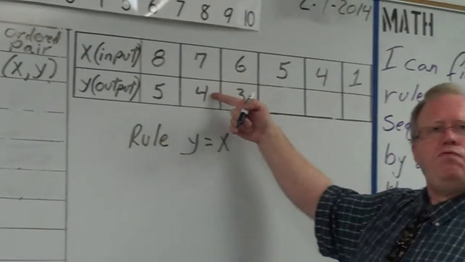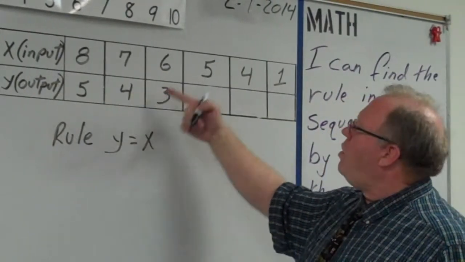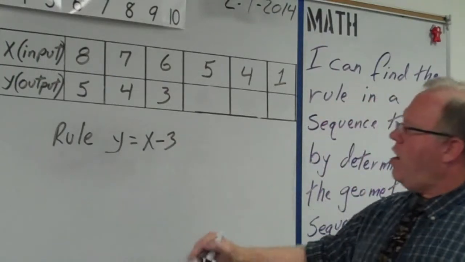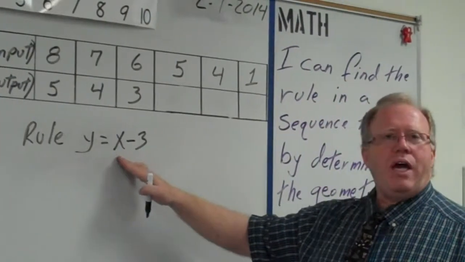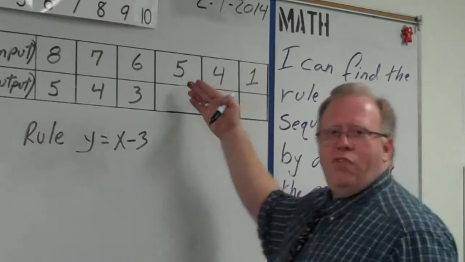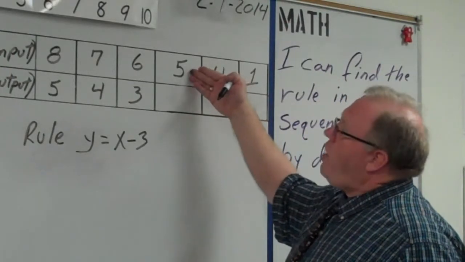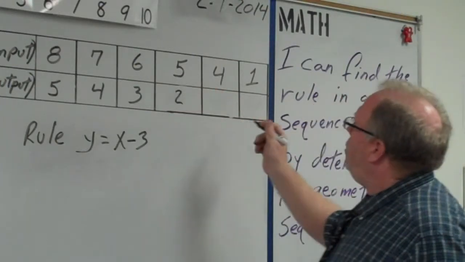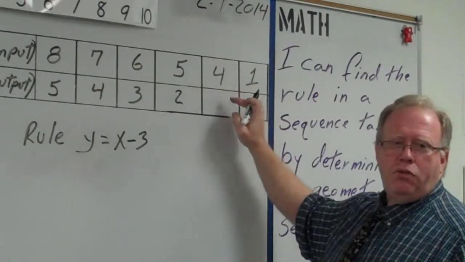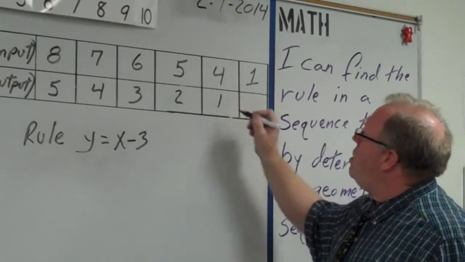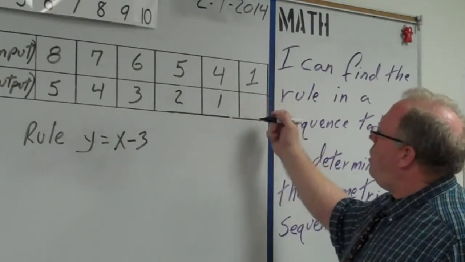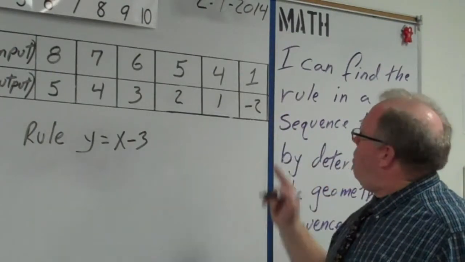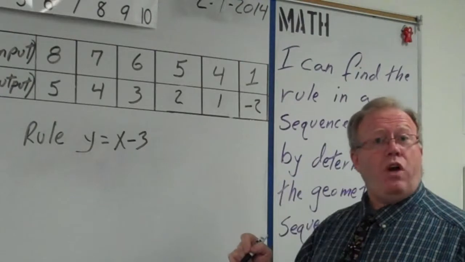7 minus 4, that's 3 as well. And 6 minus 3 is 3. So it looks like our rule would be y equals x minus 3. So let's go ahead and finish this off. We would have 5 minus 3 is 2. And then 4 minus 3 is 1. And 1 minus 3, that'd be negative 2. Looks pretty good. Fits the rule very well.